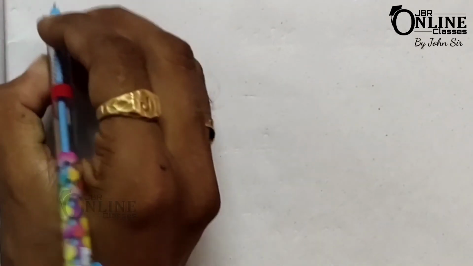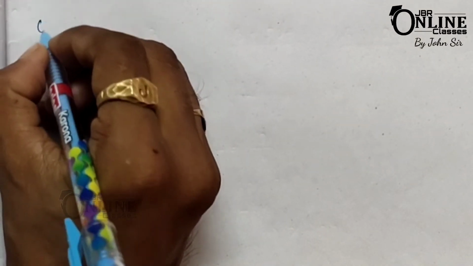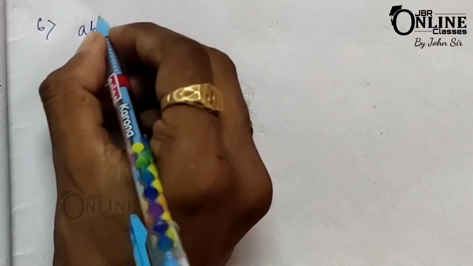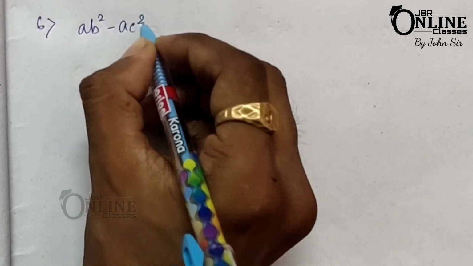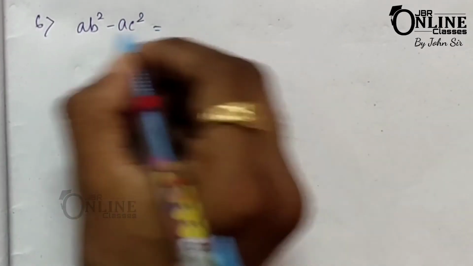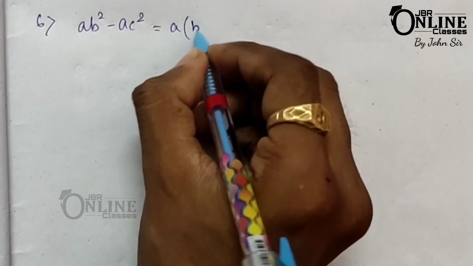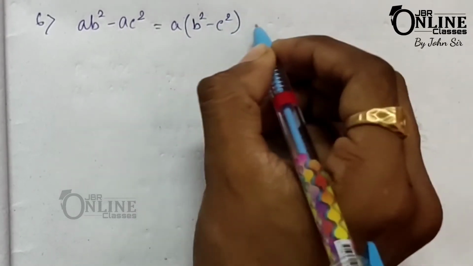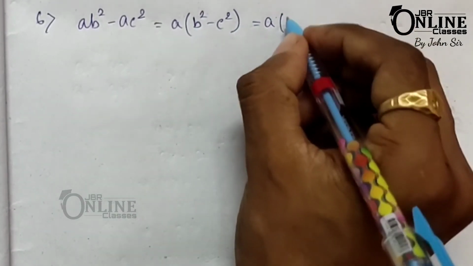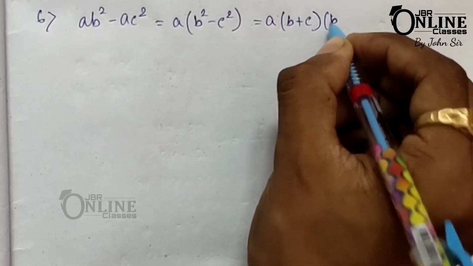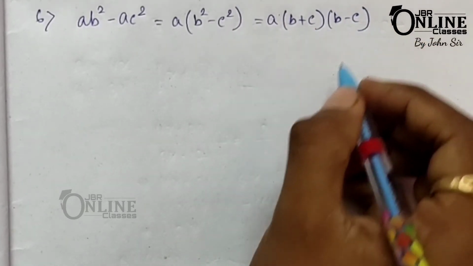Now next sum number 6. In sum number 6, ab square minus ac square. So here a will be common, so if a common then it will be b square minus c square, and b square minus c square formula is b plus c into b minus c. So that is the answer.